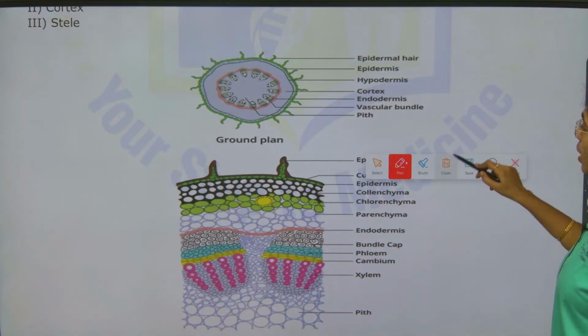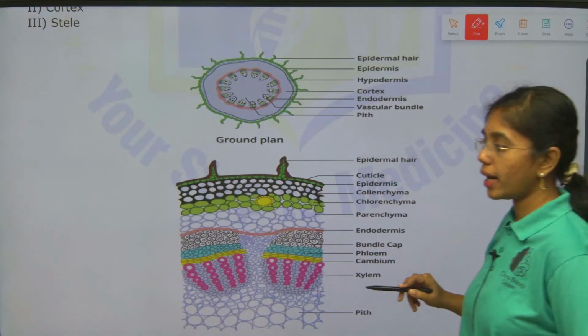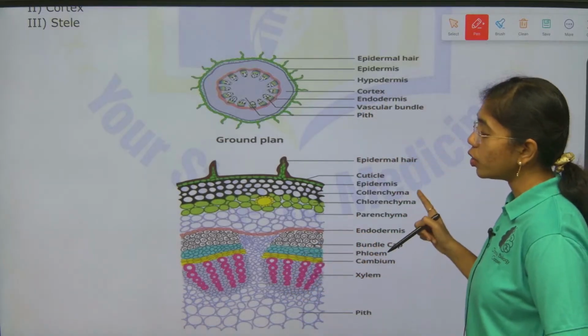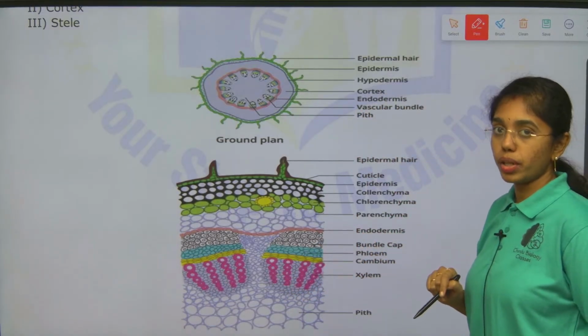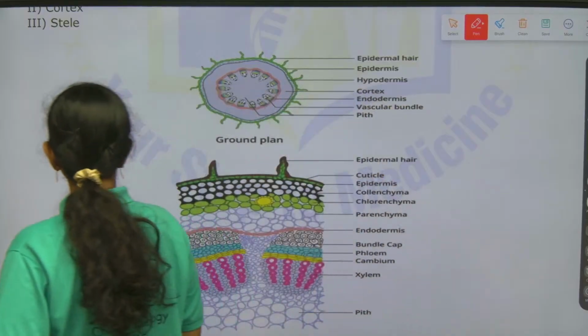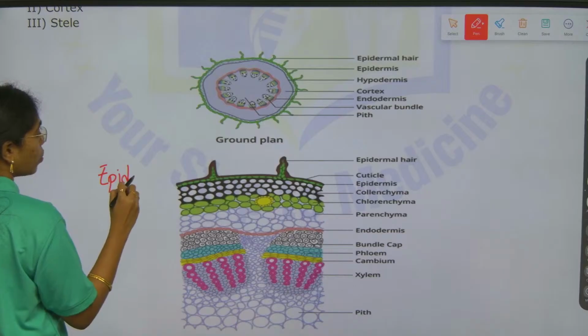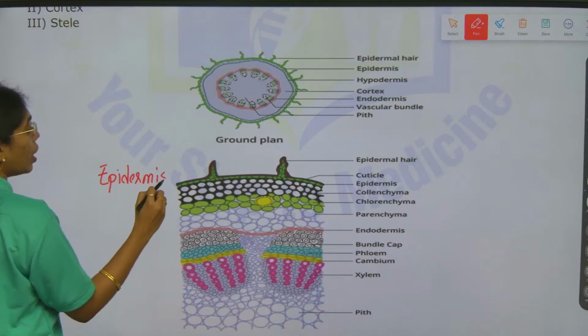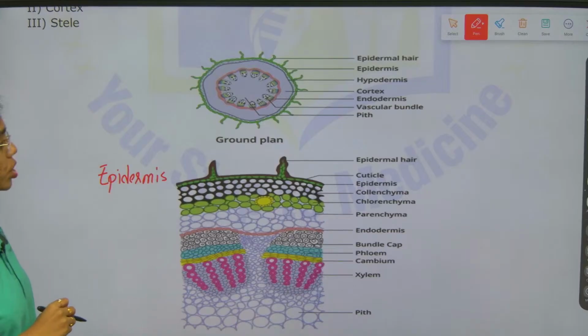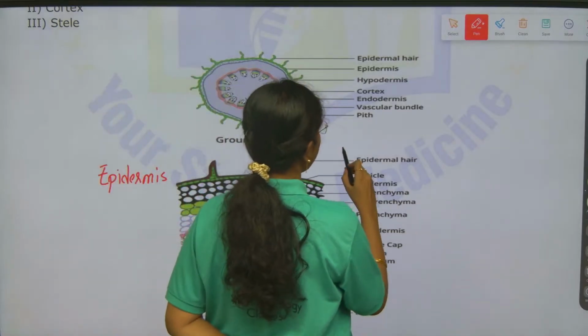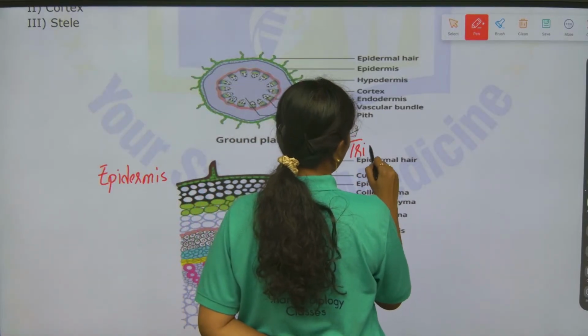First, the epidermis has multicellular hair-like projections. I will first explain with the diagram and then we will go for the answer. First, you see the sequential description of the epidermis. Unlike the root, here the epidermis has multicellular hair-like projections, which are called trichomes.